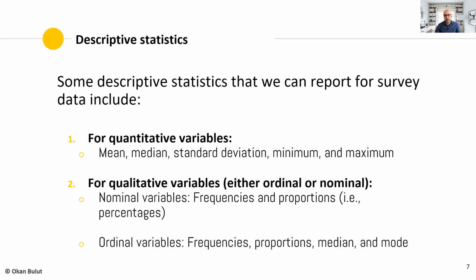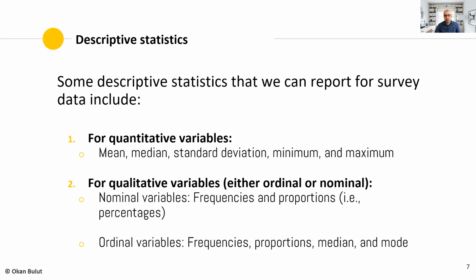In this case, for nominal variables such as gender, if you are asking questions in an ordinal or nominal fashion, you will be giving people options, and then you ask how many of each of those gender categories do we have. So just give me counts, proportions, frequencies, or percentages. For ordinal variables, it is the same deal. We either report frequencies, proportions, median or mode, not the mean.